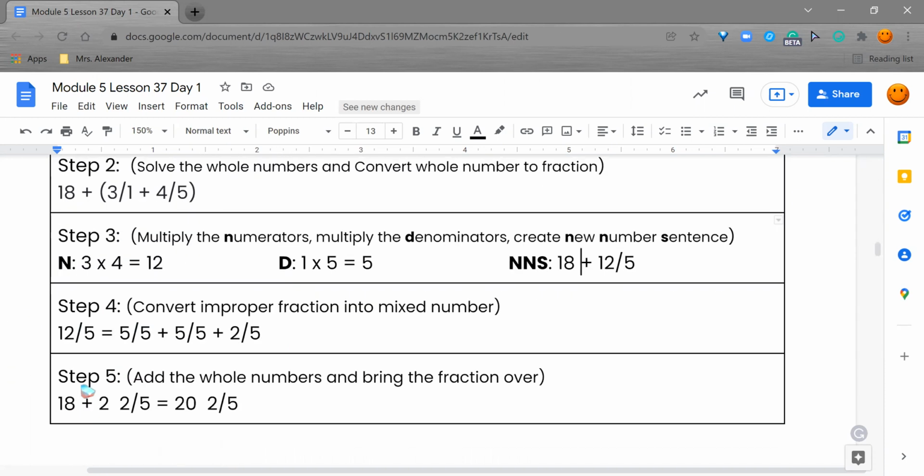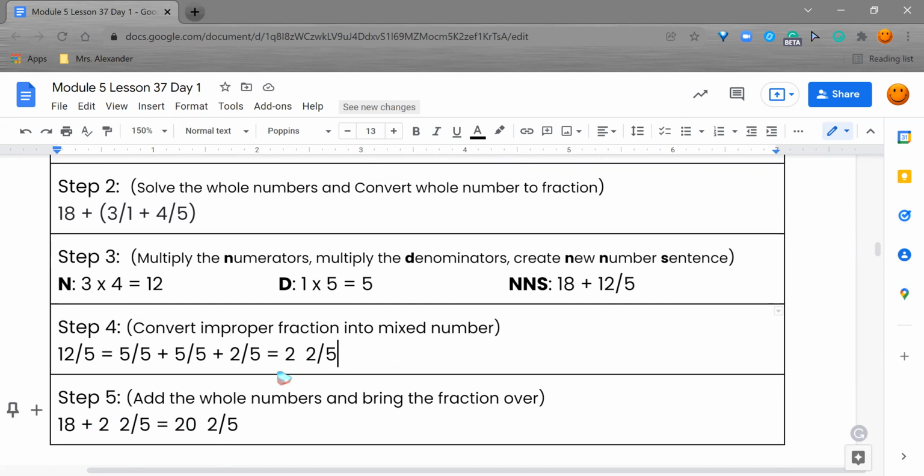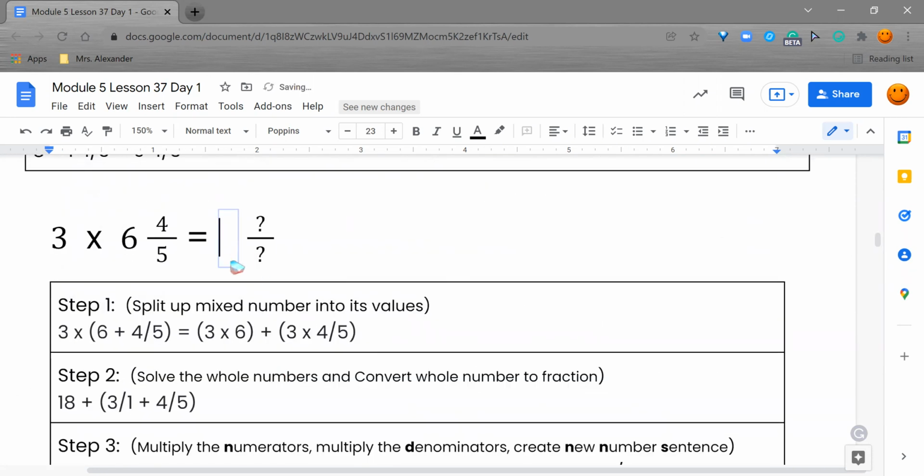And then we take that 12/5, which is an improper fraction, and we turn it into a mixed number. We do that by seeing how many times 5 goes into 12, and it looks like twice with 2 left over, which gives us 2 2/5. Now I bring the 18 down, and then I add the 2 2/5. So the 2/5 just comes over because we don't have another fraction. So we do 18 plus 2, which gives us 20. And then right up here, we write 20 2/5.